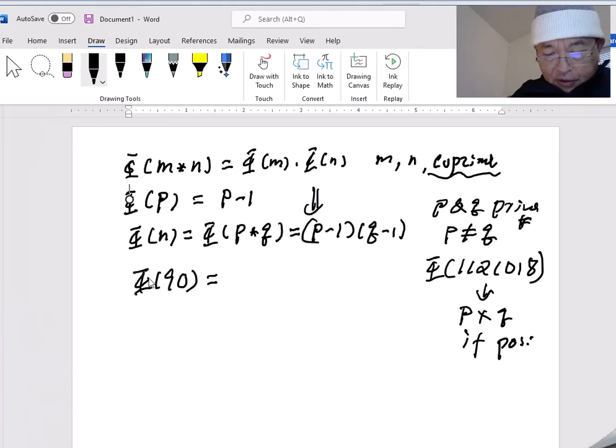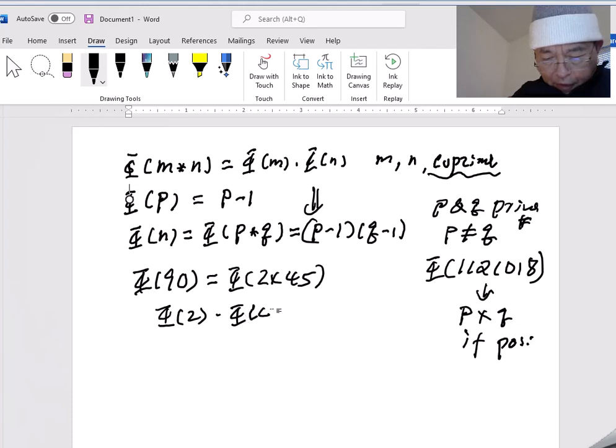So now we can recognize that this is equal to 2 times 45. Realizing we don't have a prime number at this stage, we just use theorem 1. If they are relatively prime, it's equal to this. 2 and 45 are relatively prime. Now 2 is a prime number, therefore that's just 1, because 2 minus 1 is 1.